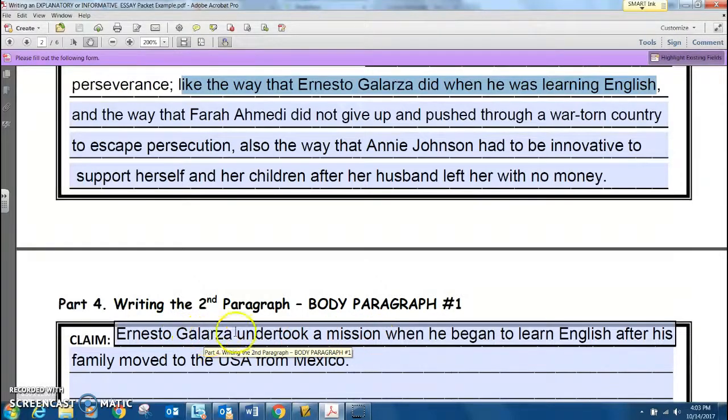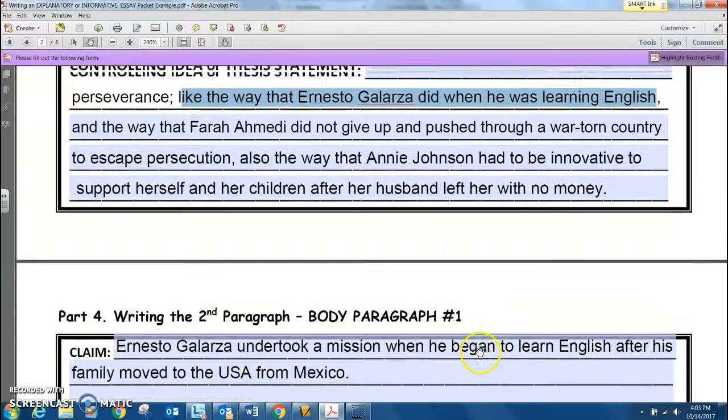So Ernesto Galarza undertook a mission. Our topic is what drives people to undertake a mission. So here I'm saying he undertook a mission when, and then I'm going to explain exactly how he was doing that. That's my claim for this paragraph.